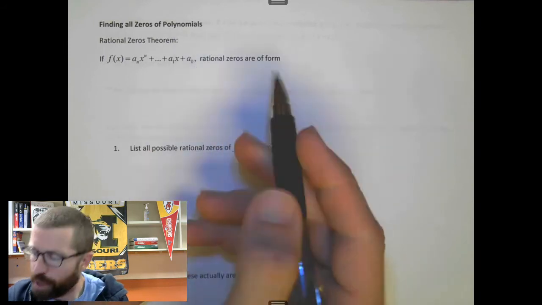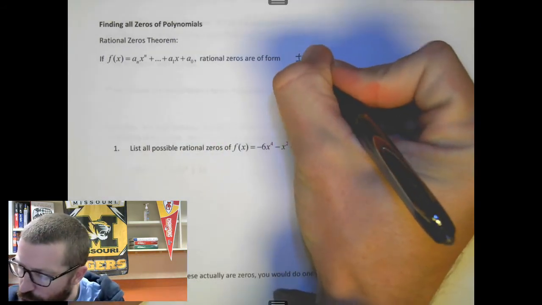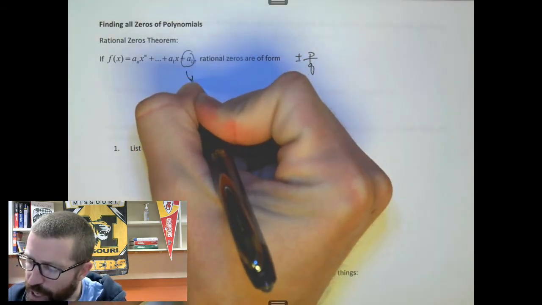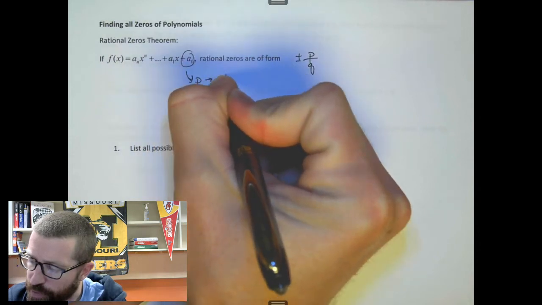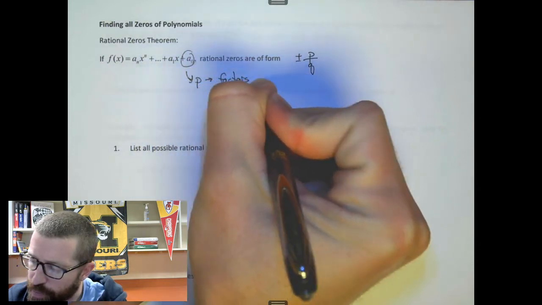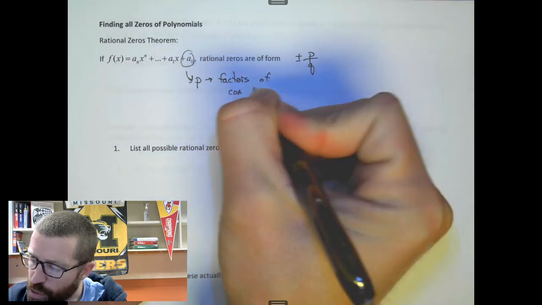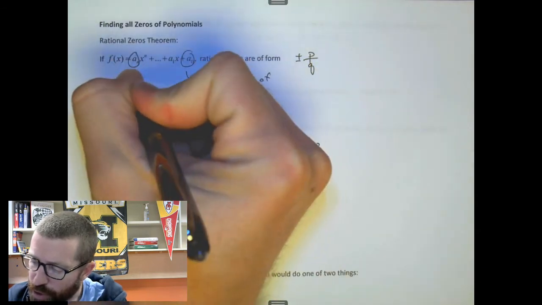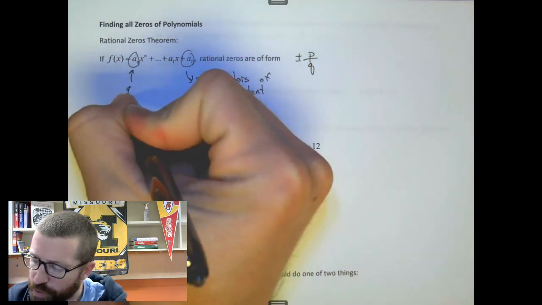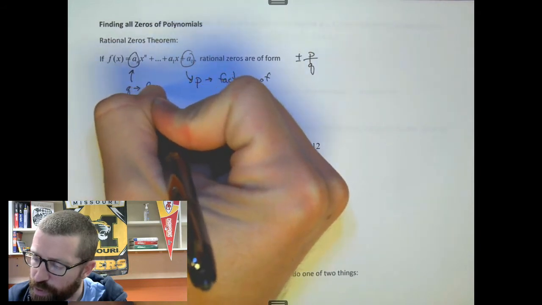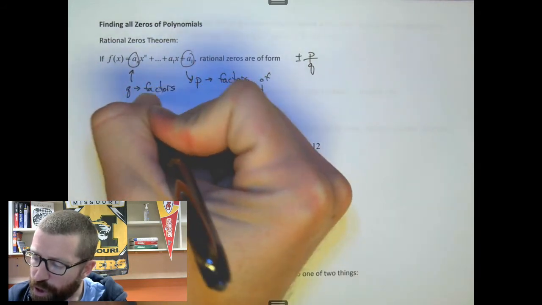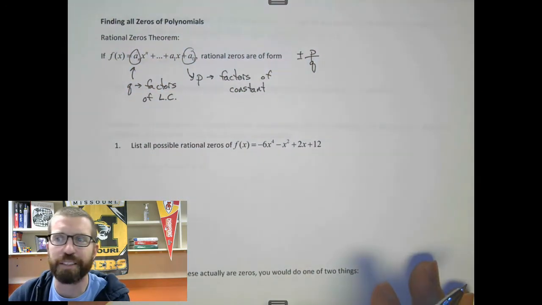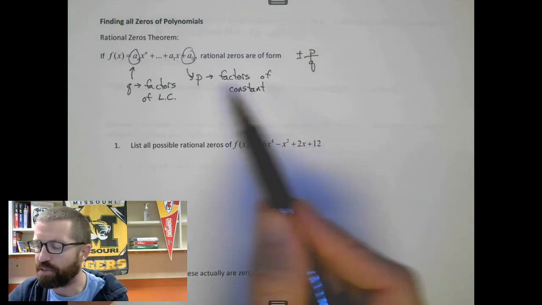So they're all in the form plus or minus p over q, where p is the factors of the constant, and then q are all the factors of the leading coefficient. And we'll just use LC for leading coefficient. Okay, so what does that look like practically? This is a very shortened math definition.